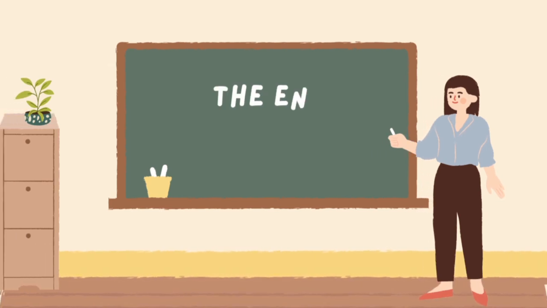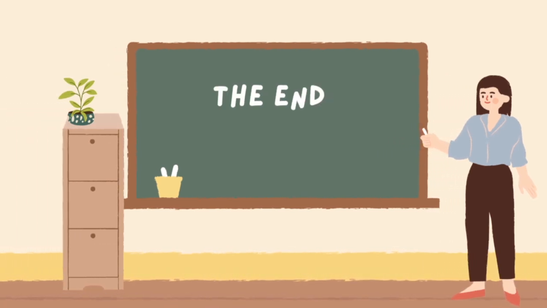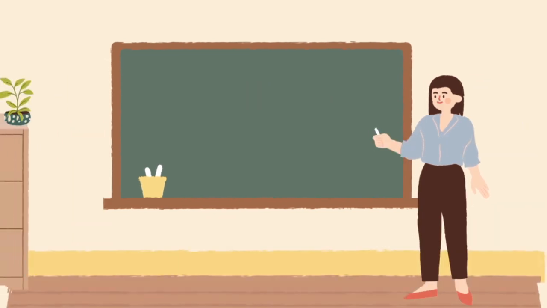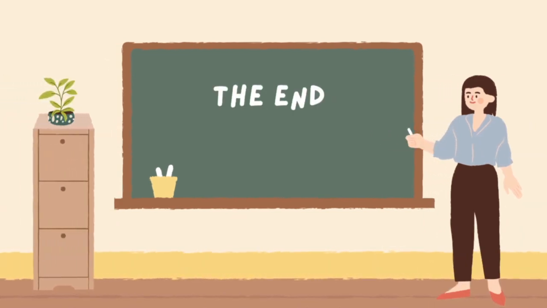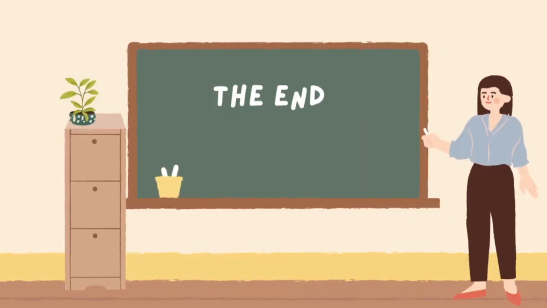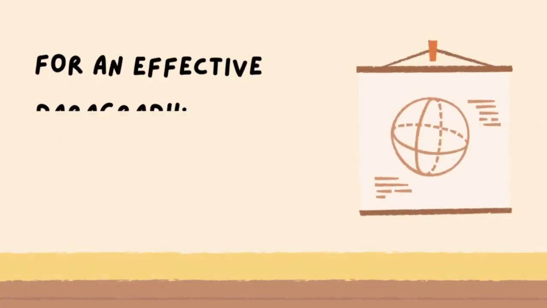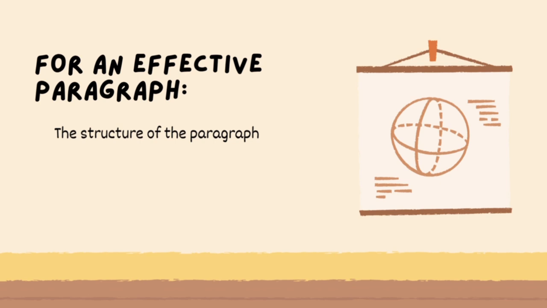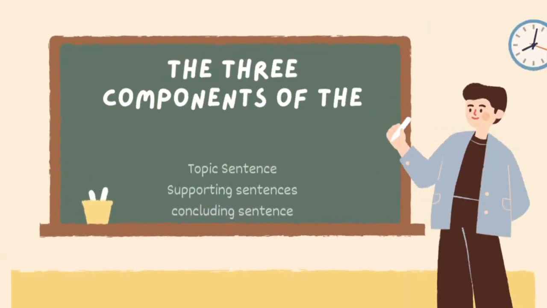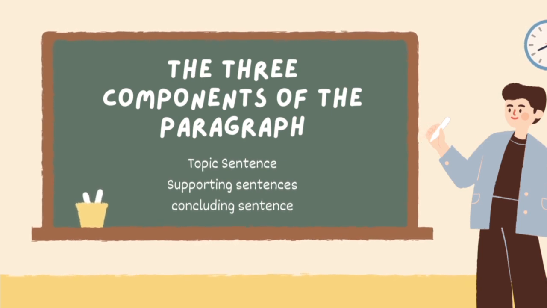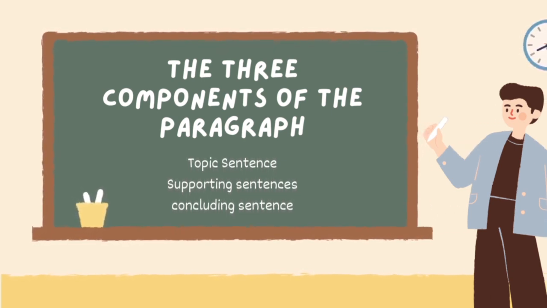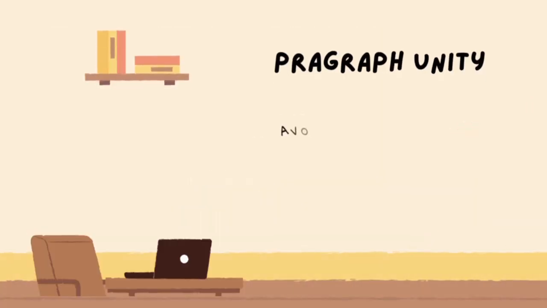At the end of the video, let's summarize the main points. Writing an effective paragraph requires both structure and clarity. Start first by indenting your paragraph by half an inch. Then build your paragraph using the three key components: a clear topic sentence, well-developed supporting sentences, and a strong concluding sentence.